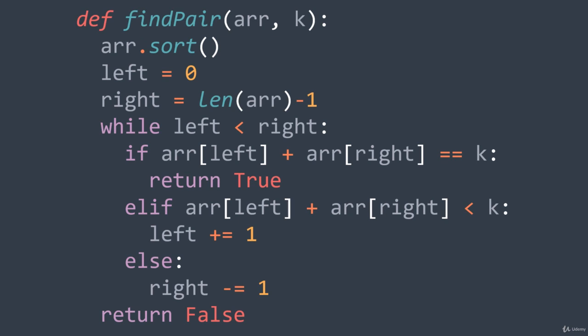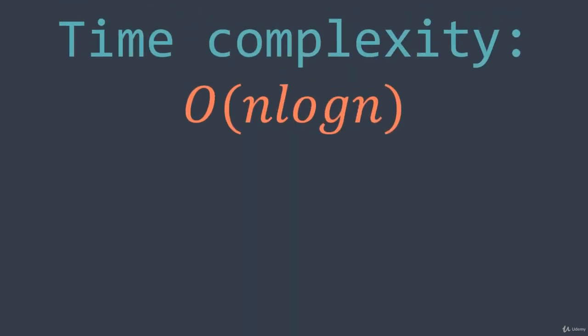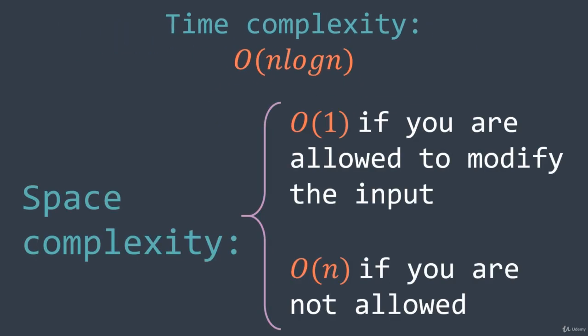The time complexity of this solution is O of n log n, because sorting the array costs n log n and traversing the necessary pairs costs n, and n log n plus n gives O of n log n. For the space complexity, if you are allowed to modify the input, because don't forget that you have to sort it, then it's constant. Else if you're not allowed to modify it, it means that you have to create a copy of it to avoid modifying the original one. So we get a space complexity of O of n.